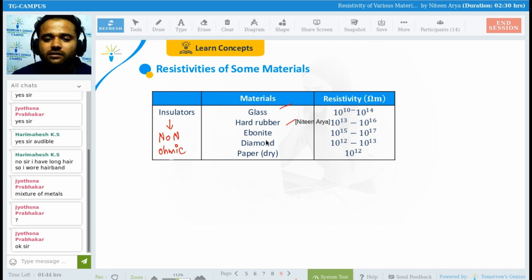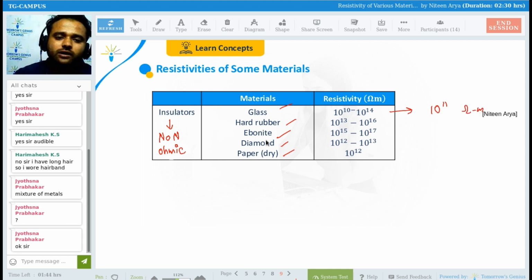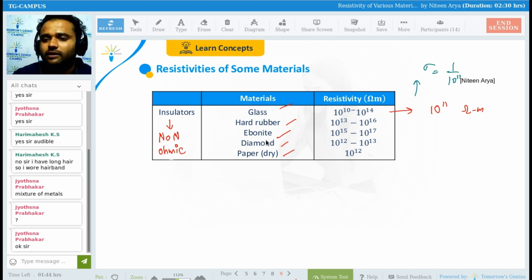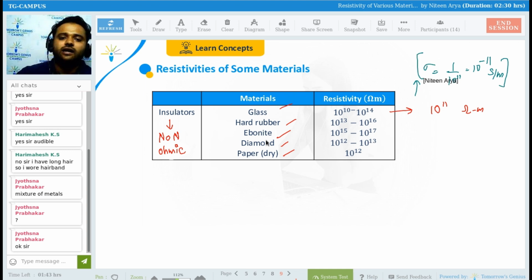Okay, so glass, hard rubber, ebonite, diamond, paper dry: 10 to the power 10 to 10 to the power 12. So if you just take 10 to the power 10 even, or you can say 11, resistivity it is ohm meter, right? So then you can just do the conductivity, which is 1 by 10 to the power 11, which is 10 to the power minus 11 Siemens per meter. That is why they lie under the category of insulator. Second thing, that is why they do not conduct electricity. Clear? Because the conductivity is very, very less.